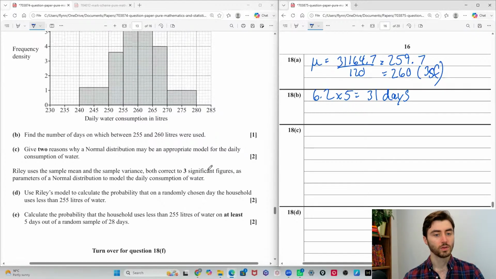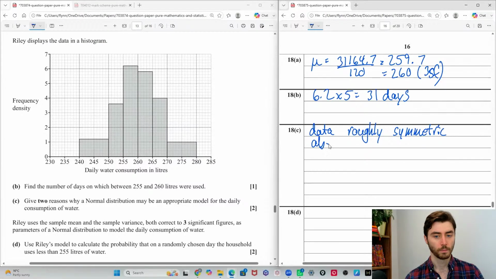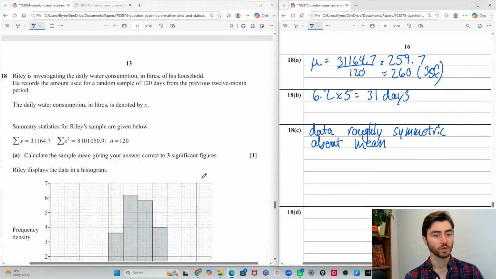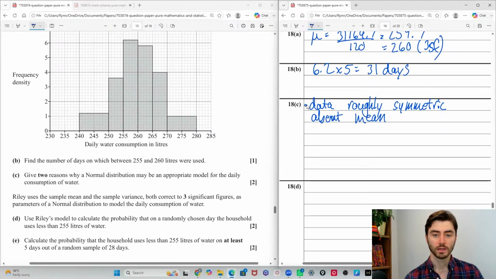18C, give 2 reasons why a normal distribution may be an appropriate model. So the data are roughly symmetric about the mean, which is one important requirement. The other important requirement is that daily water consumption is continuous data, which it has to be for normal. So daily water consumption is continuous.